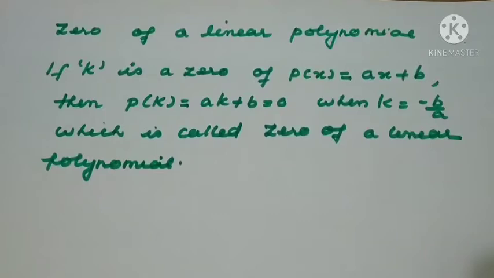Next is the zero of a linear polynomial. If k is a zero of p of x equal to ax plus b, then p of k equals ak plus b equals 0 when k equals minus b by a. So this is called the zero of the linear polynomial. This topic we have already covered in the 9th class, how to calculate a zero of a linear polynomial.